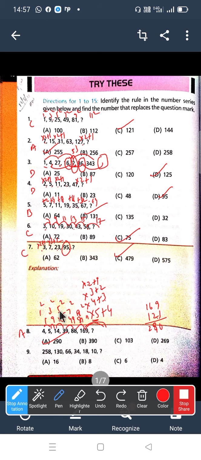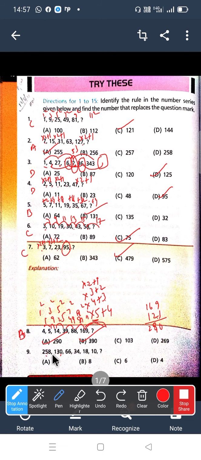Now coming to the ninth one. 390, children, option B. The eighth one is option B, sorry.